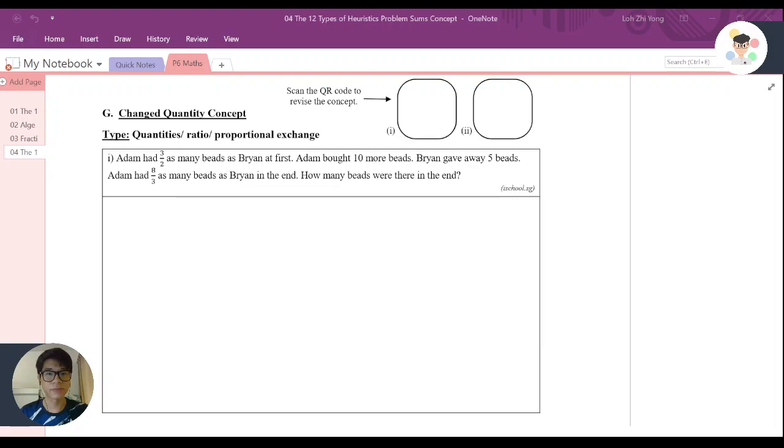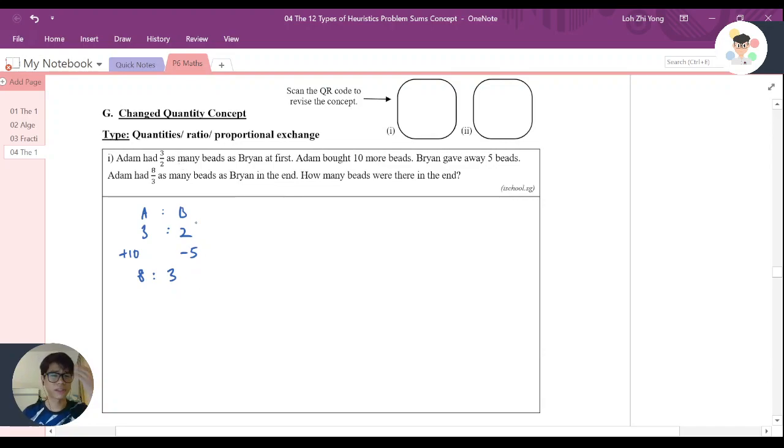Here it says that Adam has 3/2 as many bits as Brian at first. So we can say that Adam and Brian have a ratio of 3:2. And here it says that Adam bought 10 more bits. So Adam bought 10 more bits, and Brian gave away 5 bits. Now Adam had 8 over 3 as many bits as Brian in the end. How many bits were there in the end?